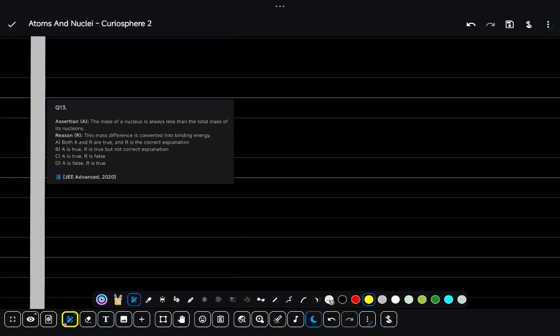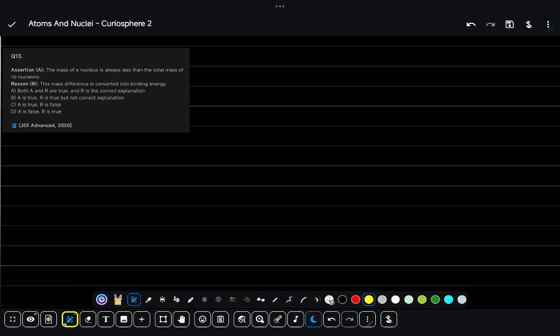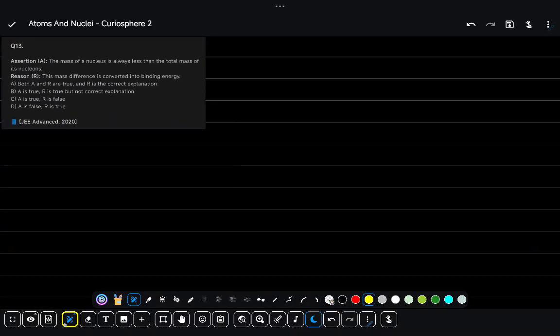Now coming to question number 13. The mass of a nucleus, assertion, right? Sometimes it may go very tricky. This is a JEE Advanced 2020 question. The mass of a nucleus is always less than the total mass of its nucleons. The mass difference is converted into binding energy. Right. So is the assertion true? The mass of a nucleus is always less than the mass of its nucleons.